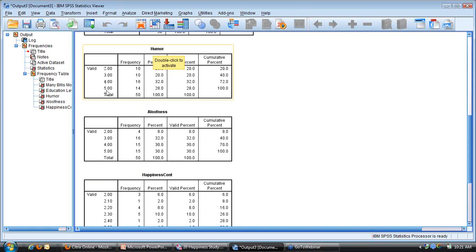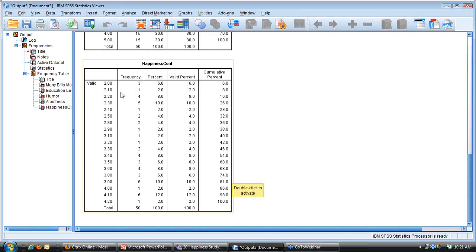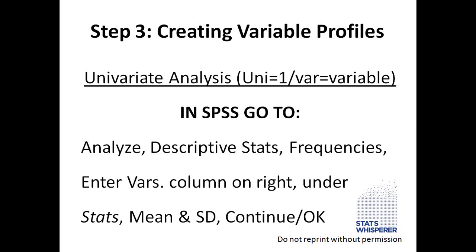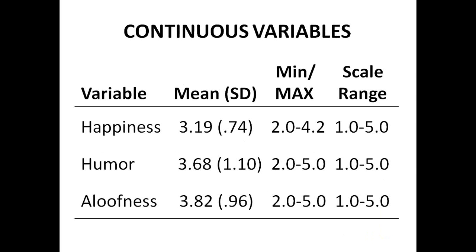So the lowest score is 2, the highest score is 5 on that 1 to 5 scale. Aloofness, the lowest score is 2, the highest score is 5. And for happiness, the lowest score is 2, and the highest score is 4.20. Now if we go back to our slides, we can see how we might want to present those.